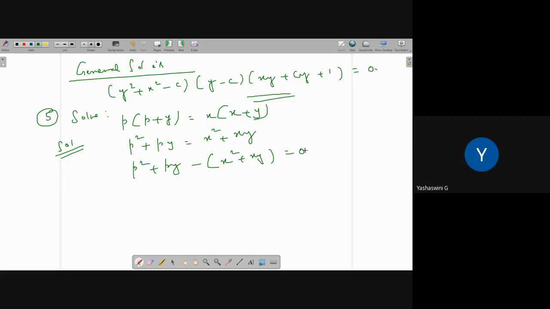P is equal to x. Okay, p equal to x. Okay, one is correct. P is equal to minus x minus 1. Okay, p equal to minus x minus 1. So this one you can easily do it because dy by dx is equal to x. How will you solve this one?